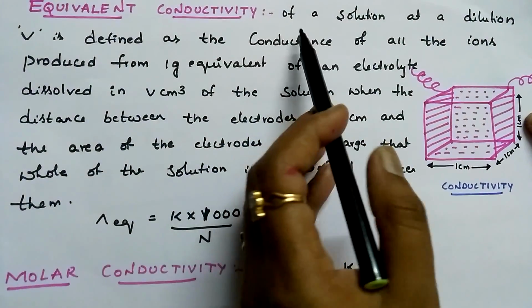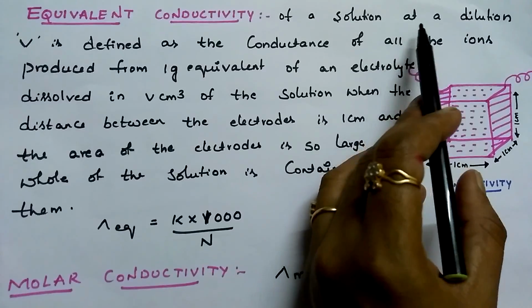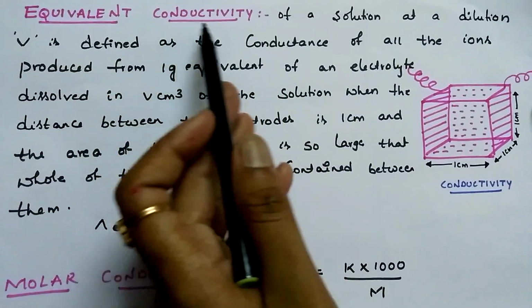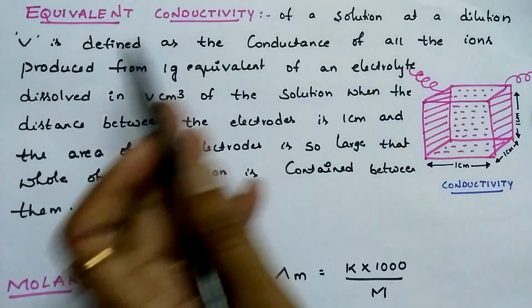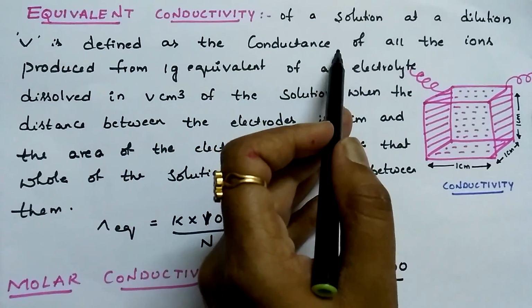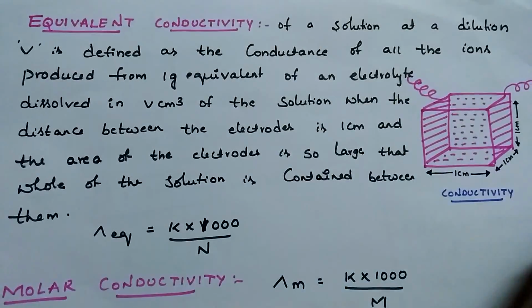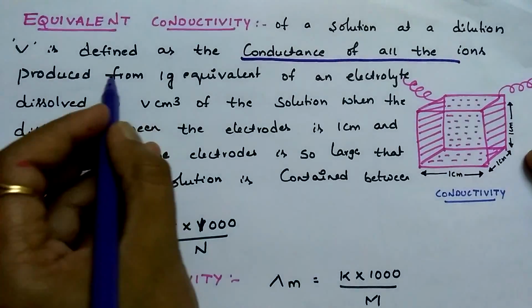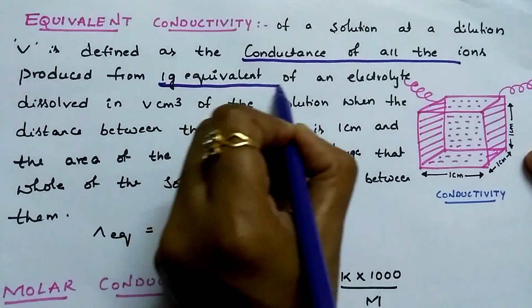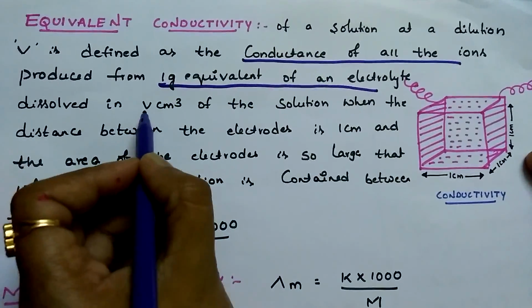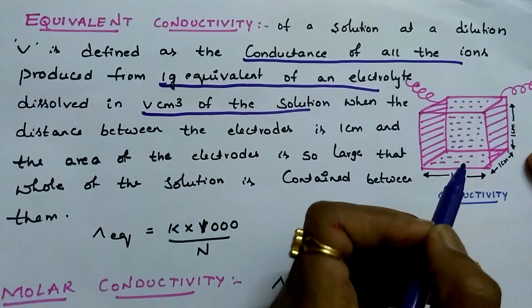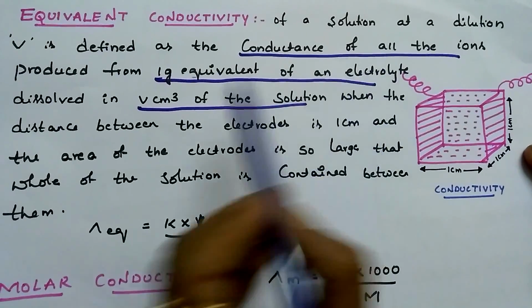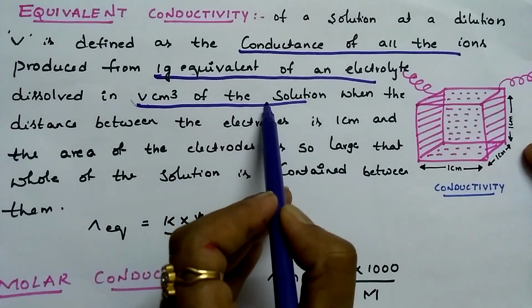Equivalent conductivity of a solution at a dilution V is defined as the conductance of all the ions produced from 1 gram equivalent of an electrolyte when it is dissolved in V centimeter cube of the solution. What, students? 1 gram equivalent weight of an electrolyte is dissolved in V centimeter cube of the solution.